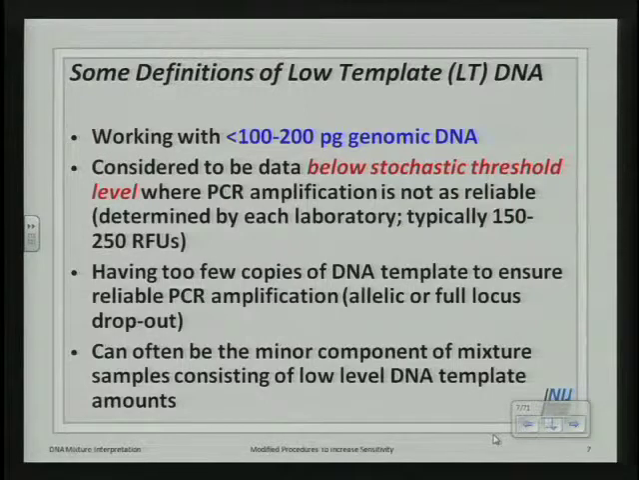So, some definitions. There's no real clear definition of what is low template DNA. Typically, you're working with less than 100 to 200 picograms of genomic DNA. Some people define it as data below the stochastic threshold level where amplification is not as reliable. This is typically around 150 to 200 RFUs. It means having too few copies of DNA template to ensure reliable PCR amplification. And it can often be the minor component of a mixture with low template DNA, as I gave you in the example earlier.